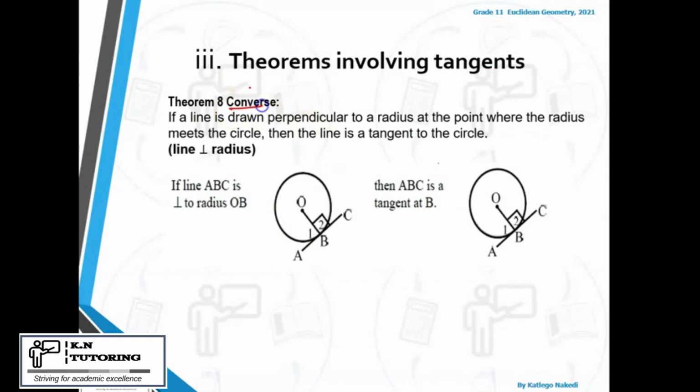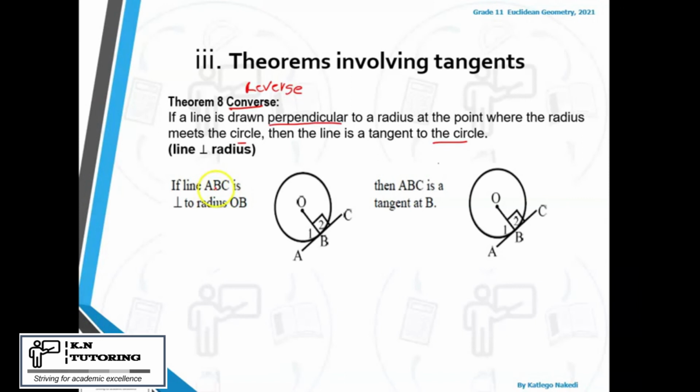Now, the converse, and I've realized that as I was explaining the theorem before, I also touched on this one. It says, if a line is drawn perpendicular to the radius, so now it's a reverse, the line is now perpendicular. If the line is drawn perpendicular to a radius at the point where the radius meets the circle, then the line is a tangent to the circle. Straightforward, learners. It's a reverse. If you know the main theorem, then the reverse or the converse will be easy to analyze.